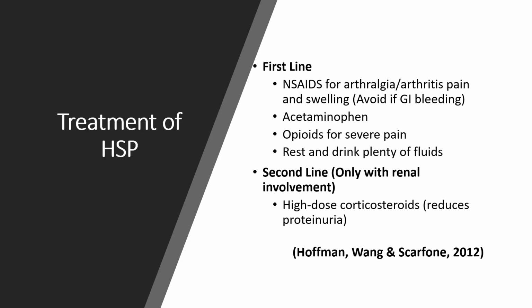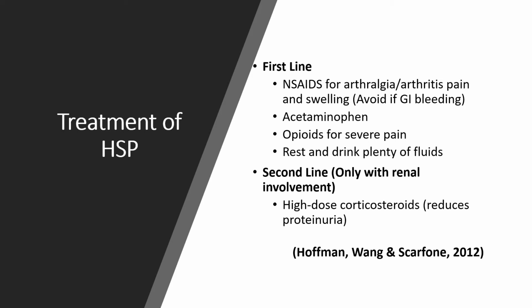Treatment of HSP. There is no specific treatment for HSP. The main goal is to relieve symptoms. First line, you could recommend over-the-counter medications such as NSAIDs or Tylenol for arthralgia or arthritis pain and swelling. NSAIDs, of course, are to be avoided if the patient is having GI bleeding. Opioids could be prescribed for severe pain, and it is recommended that the patient get plenty of rest and drink plenty of fluids.